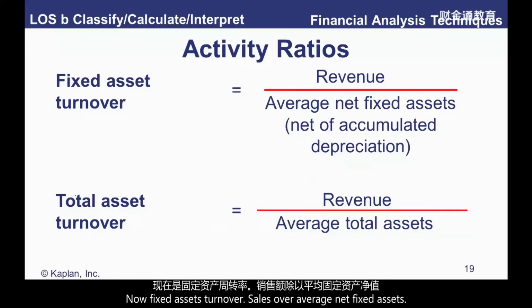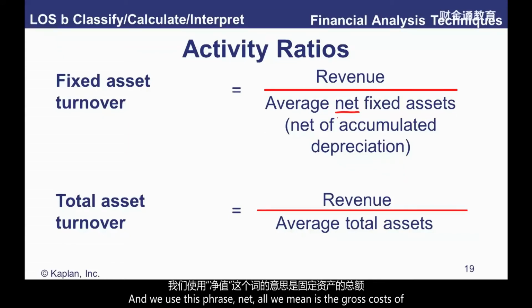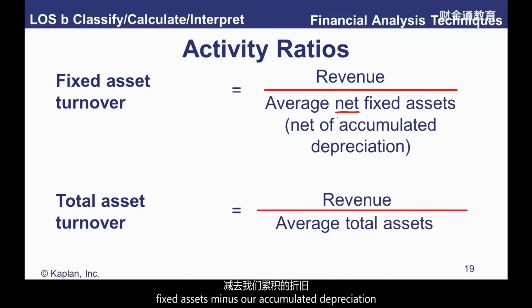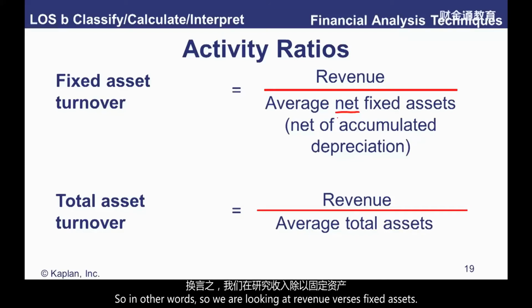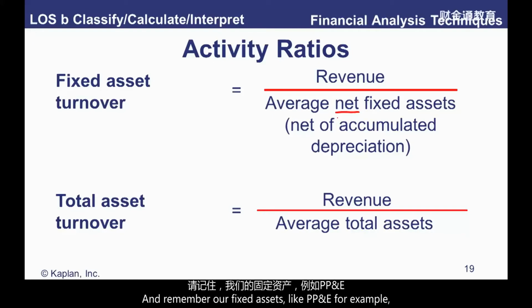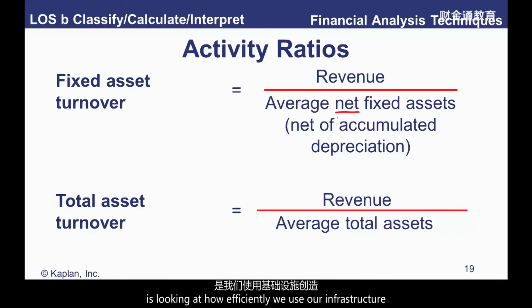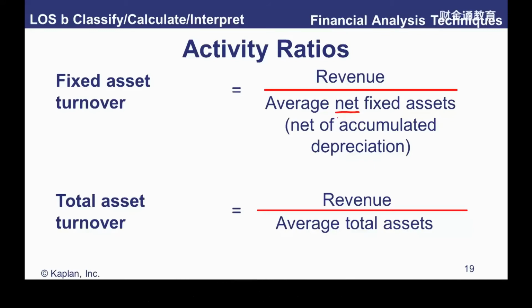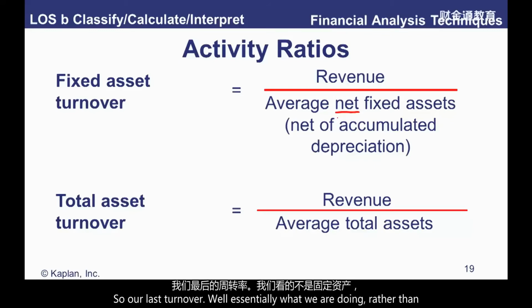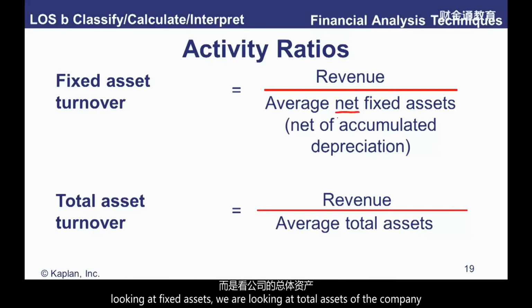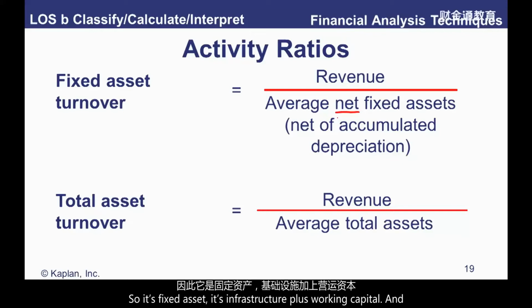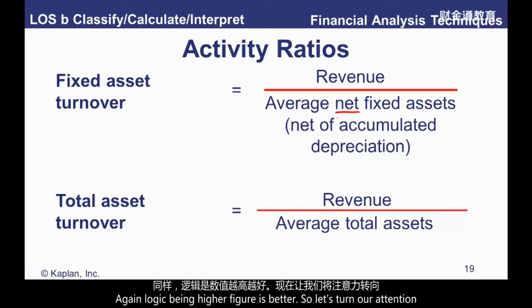Now, fixed asset turnover, sales over average net fixed assets. And when we use this phrase net, all we mean is the gross cost of the fixed assets less their accumulated depreciation. So in other words, carrying value. So we're looking at revenue over fixed assets. Now remember, our fixed assets, our PP&E for example, is our infrastructure out of which the firm operates. So fixed asset turnover is looking at how efficiently we use our infrastructure to generate sales. Again, the higher the ratio, the better. Total asset turnover, well, rather than just looking at fixed assets, we're looking at the total asset base of the company. So it's fixed assets, its infrastructure, plus its working capital, and looking at how it uses it to generate sales. Again, logic being higher figure is better.